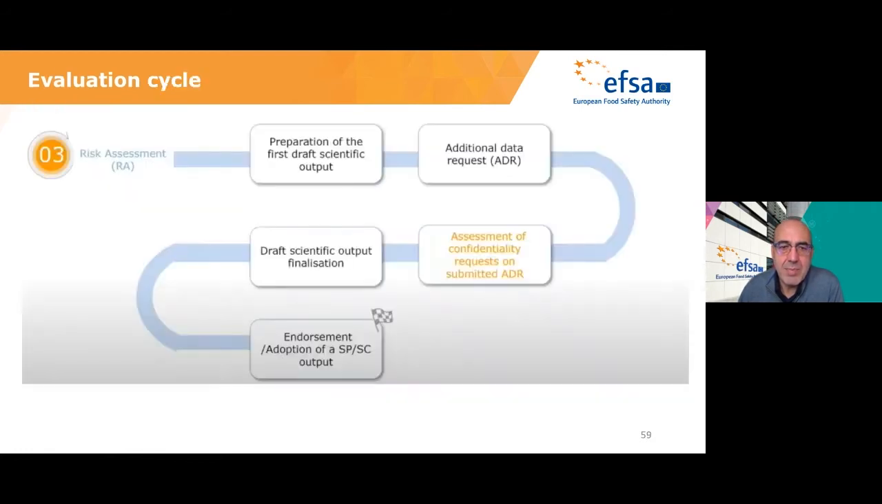The next slide, please. So what we do is, as I said, the working group prepares the draft of the scientific output. If it's needed to ask for additional data, as I mentioned, it will be done. We do in parallel the confidentiality assessment, and then when the draft is finalized, we submit it to the scientific panel for adoption. The next slide.